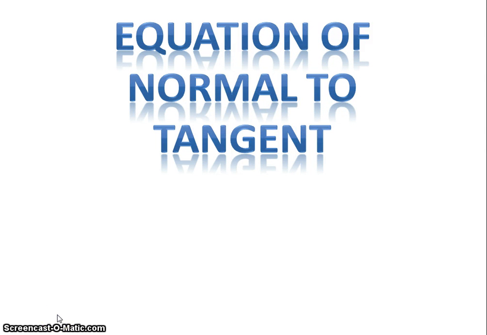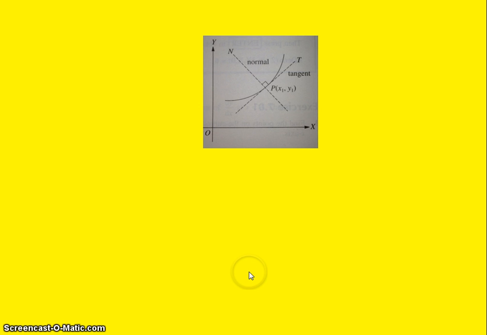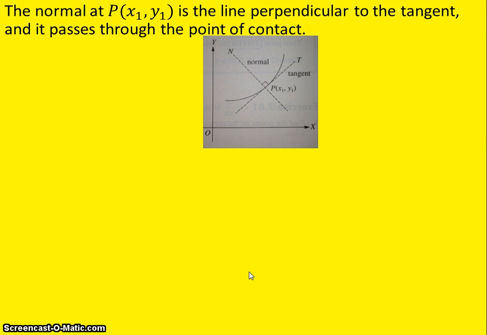Equation of the normal to the tangent. A tangent to a curve is the line shown over here in blue that touches the curve at a given point, and a normal to the curve is the line shown in red that meets the tangent at 90 degrees. We would like to find the equation of the normal line to the tangent at a point P with the coordinate x1, y1.